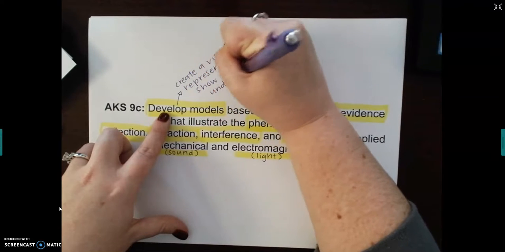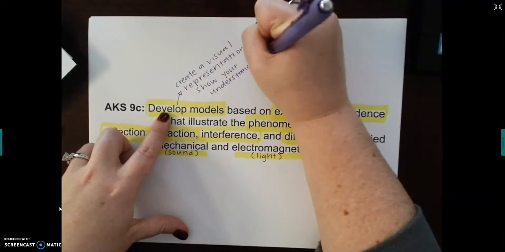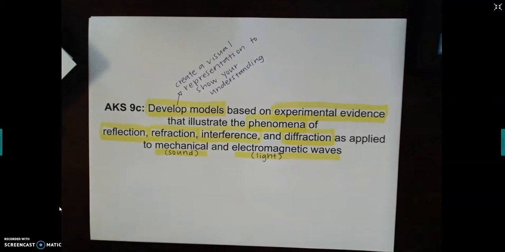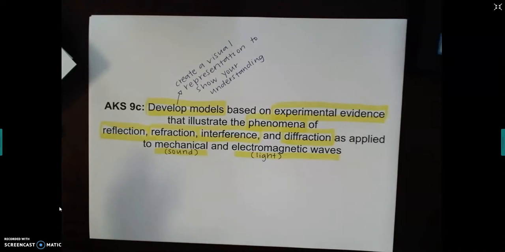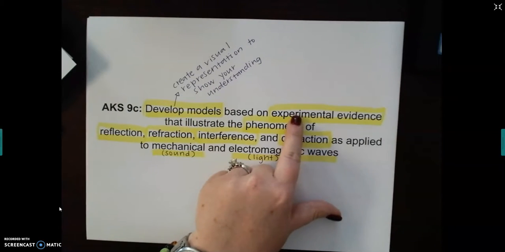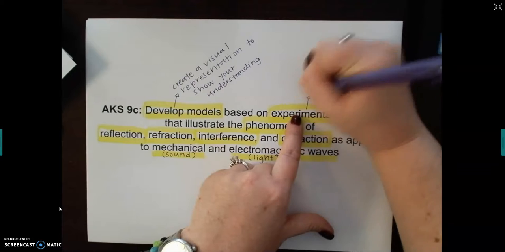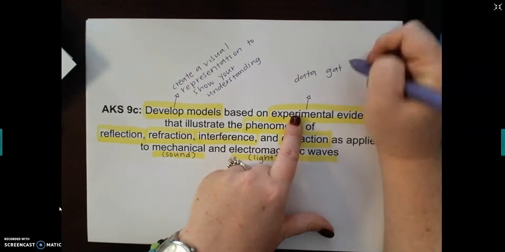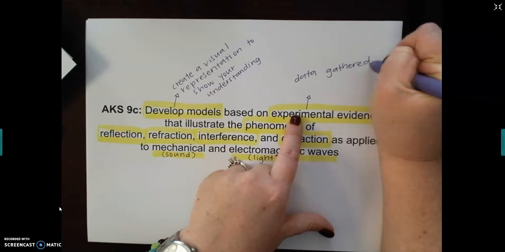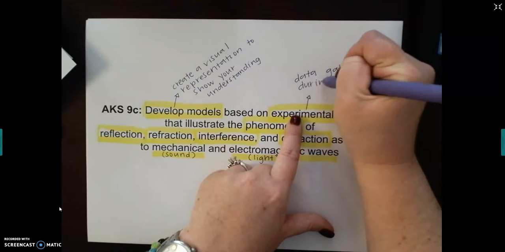This visual model might look like a 3D model that we've built, but a visual model can also just look like a drawing. So when we see the word model, it doesn't have to be a 3D diagram. It can be something that I've drawn out visually to create a representation of my understanding. Experimental evidence is going to mean data that I've gathered during an experiment.